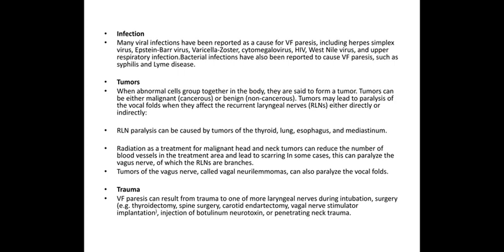Tumors: when abnormal cells group together in the body, they are said to form a tumor. Tumors can be either malignant or benign. They can cause vocal fold paralysis by affecting the laryngeal nerve either directly or indirectly. RLN paralysis can be caused by tumors of the thyroid, lung, esophagus, and mediastinum.